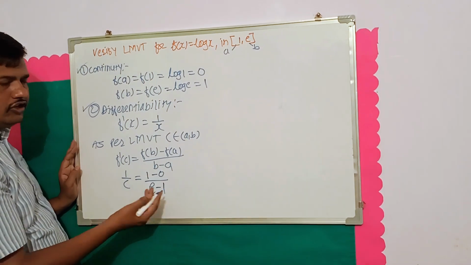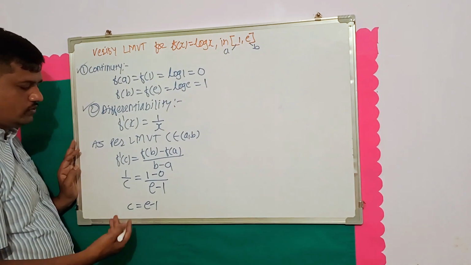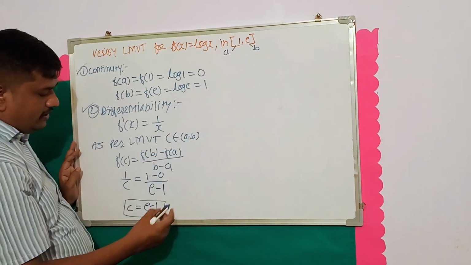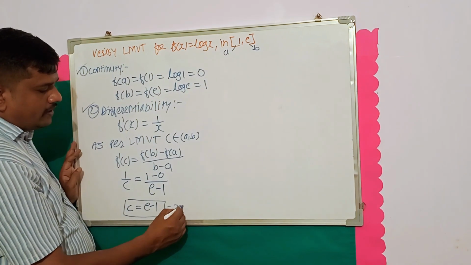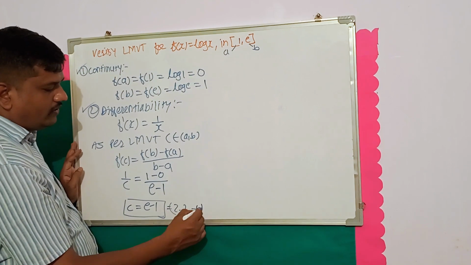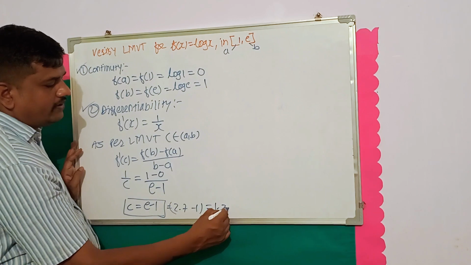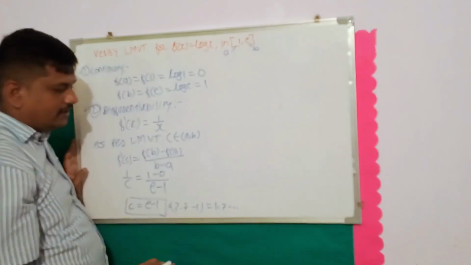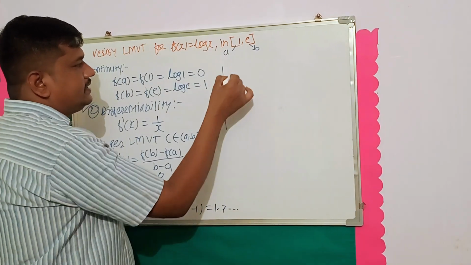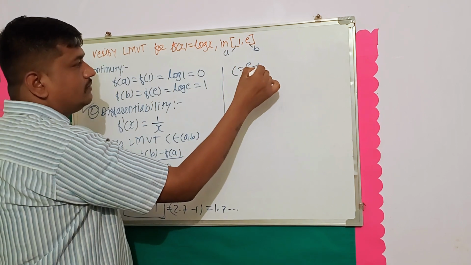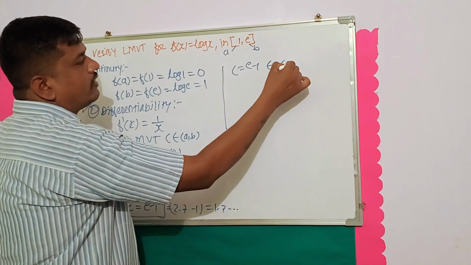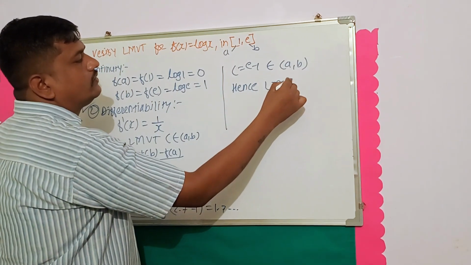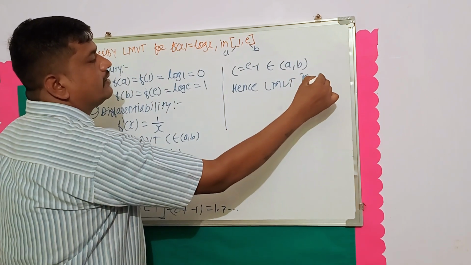And 1 minus 0 is 1, so we have no need to count this. So this number, definitely you can see, comes between 1 and e, because the value of e is 2.7 something, minus 1, it will be like 1.7 something. So this number you can check comes between 1 and e, and from this we can say that this c, that is equal to e minus 1, belongs between a comma b, and hence the Lagrange's mean value theorem is verified.